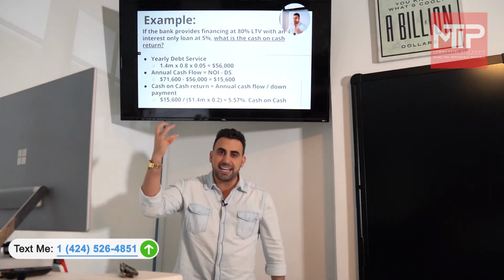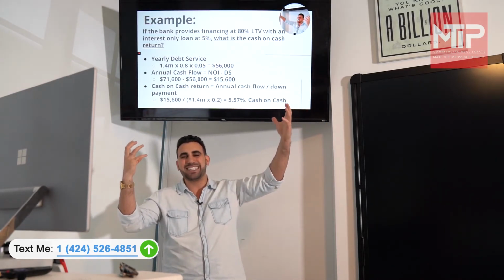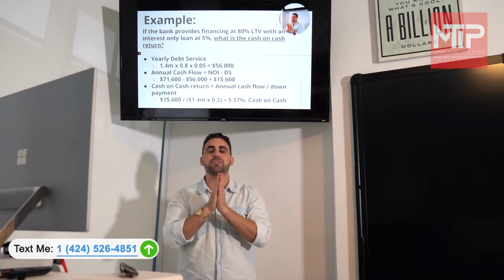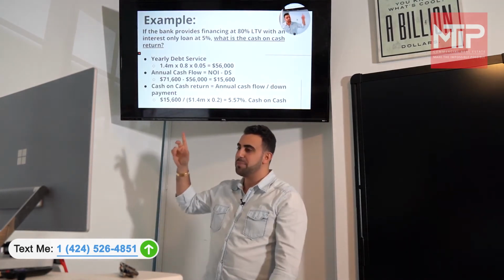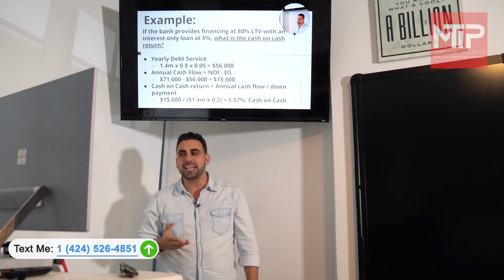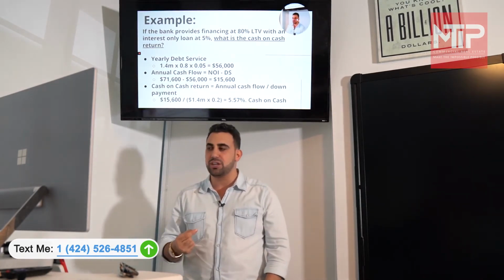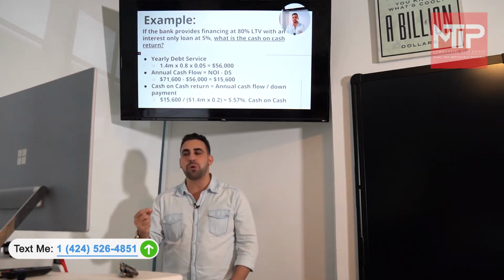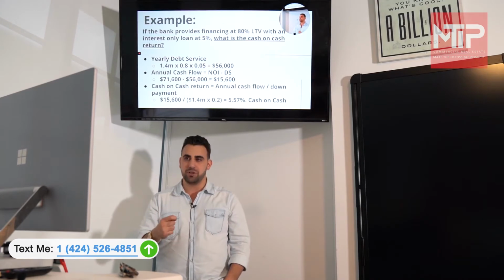Now, that is your down payment. The annualized cash flow is $15,600. What's the math for cash on cash return? You take your $15,600 and divide it by your down payment, which in this case is $280,000. And you end up getting a 5.57% cash on cash rate of return.